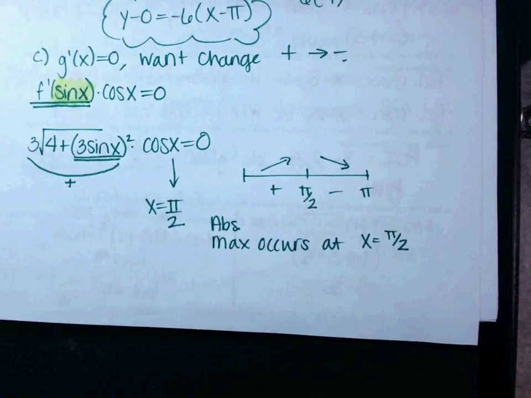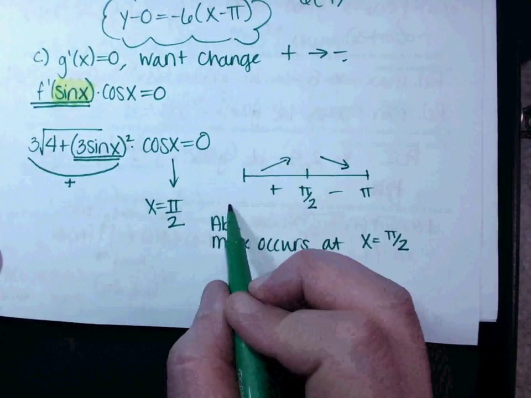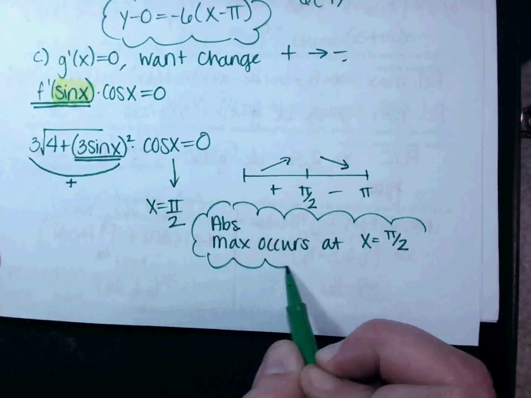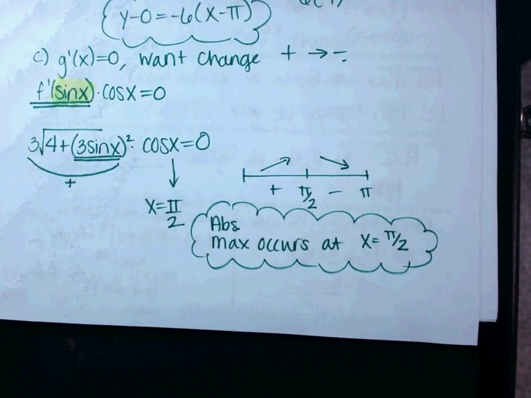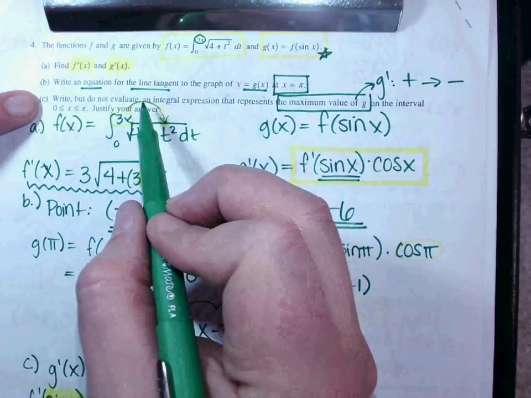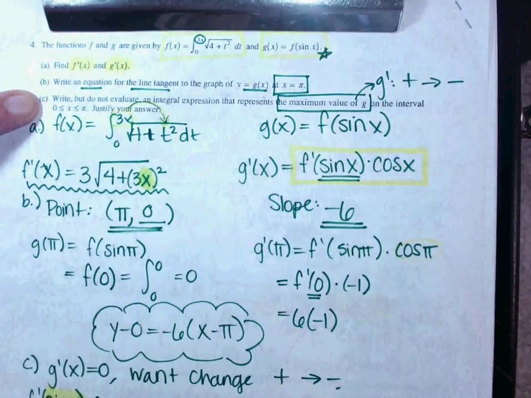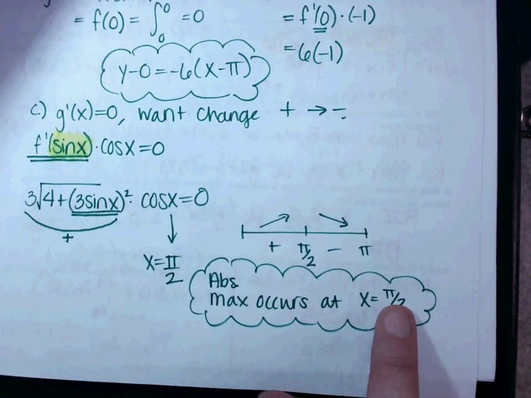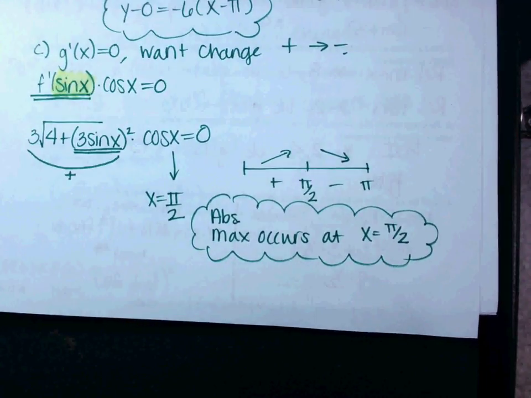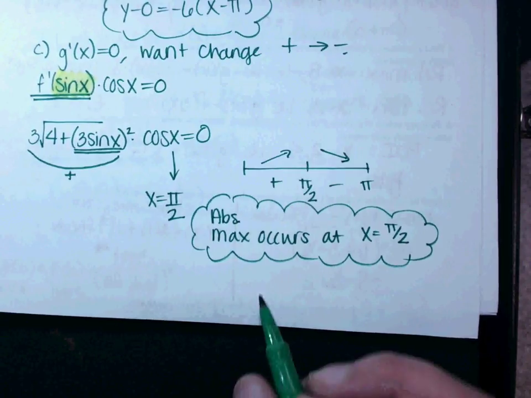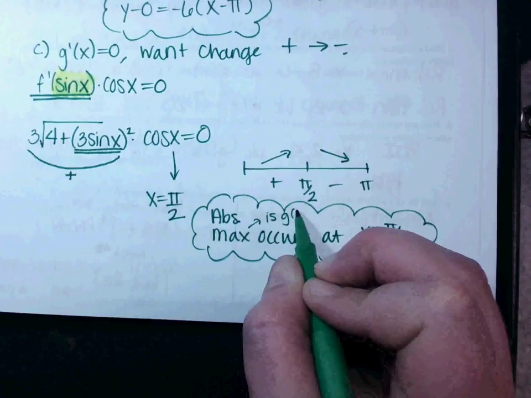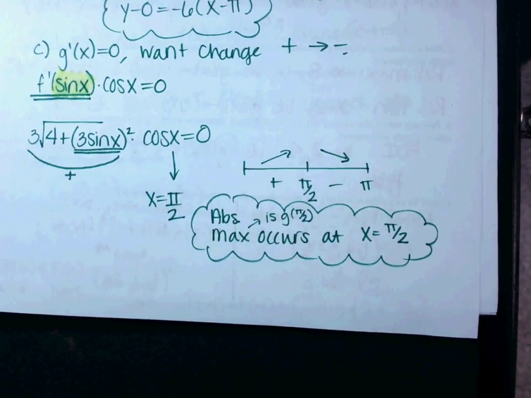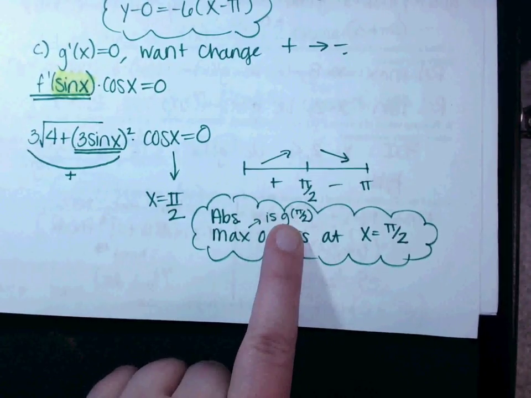Okay, now let's go back up to our question, make sure we answered it all the way. What does it ask us to write? Write but do not evaluate an integral expression that represents the max. Well, where does my max happen? Pi halves. So I need to take pi halves and plug into where? If I want it to be the max of g, I need to plug into g. So my absolute max is g of pi halves. It occurs at pi halves. So if they want me to write an integral expression, I just need to plug pi halves into g.